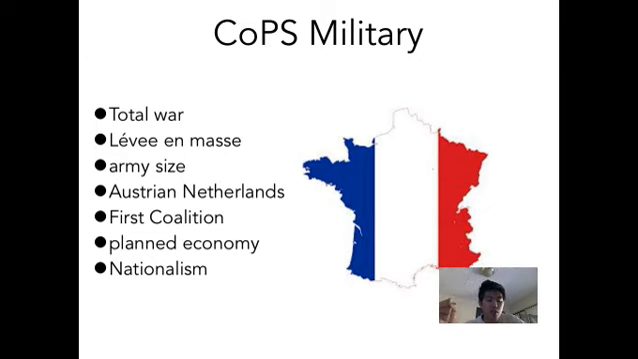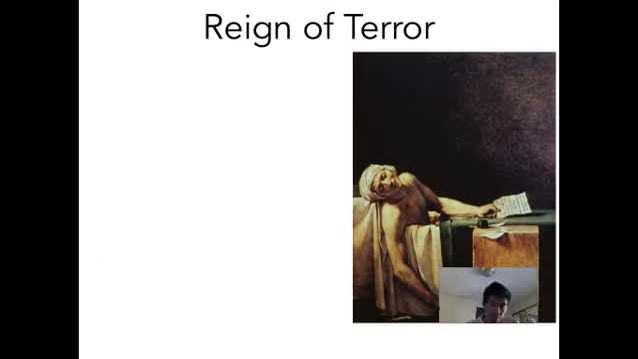They gain more nationalism through their victories, and so they are bringing unity to the French people, and thus begins, under the Committee of Public Safety, the Reign of Terror. So how do they control what's going on inside?